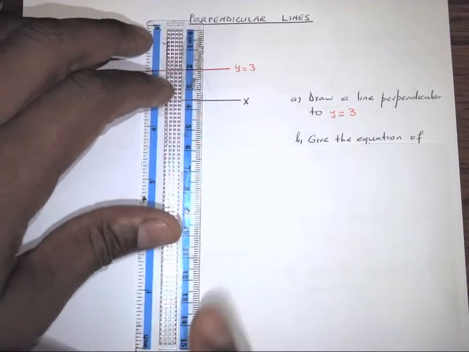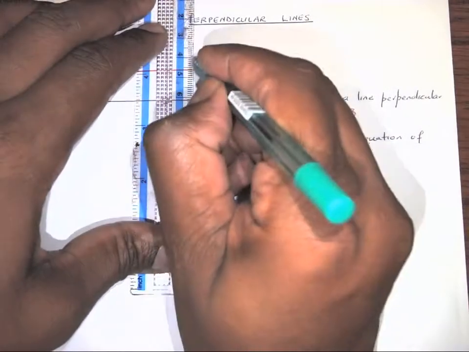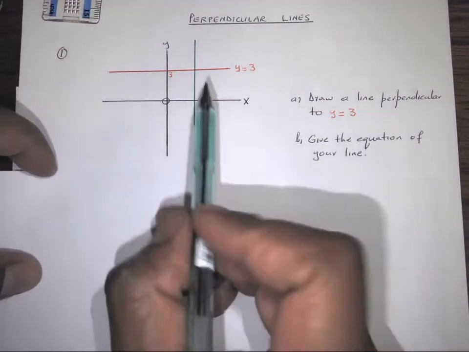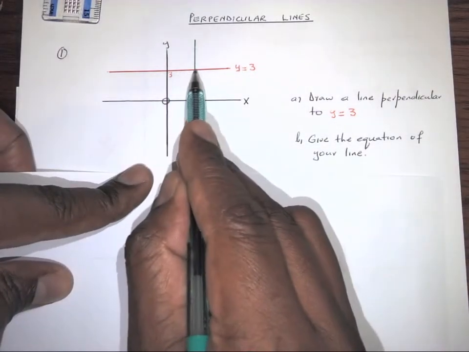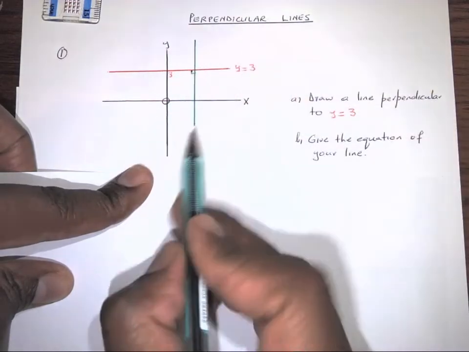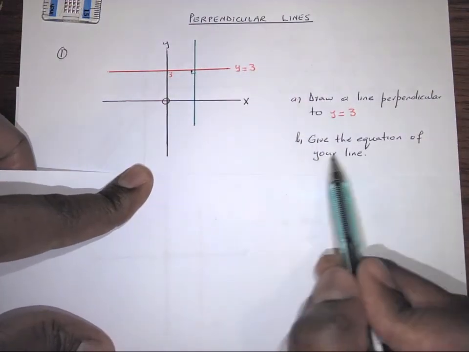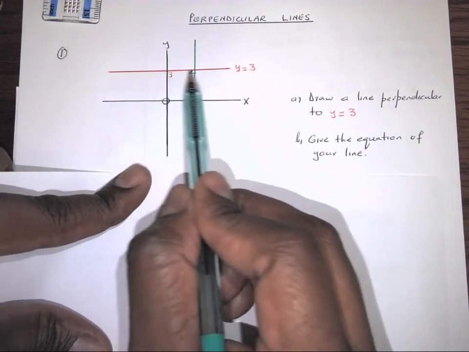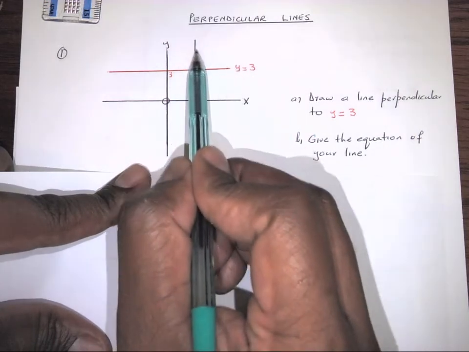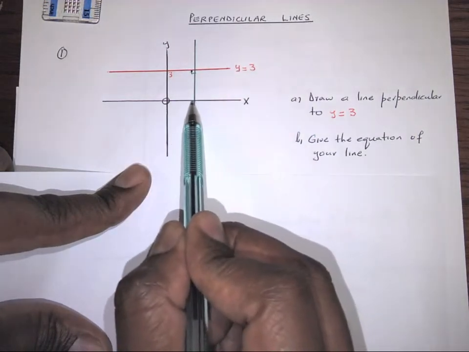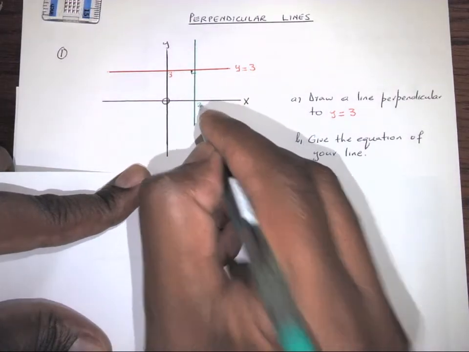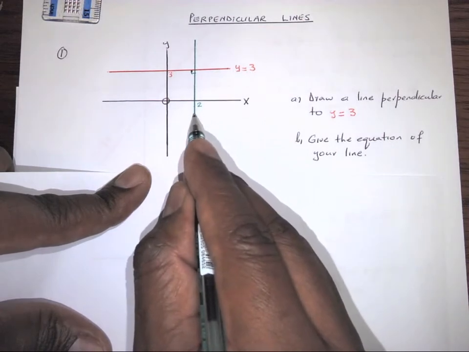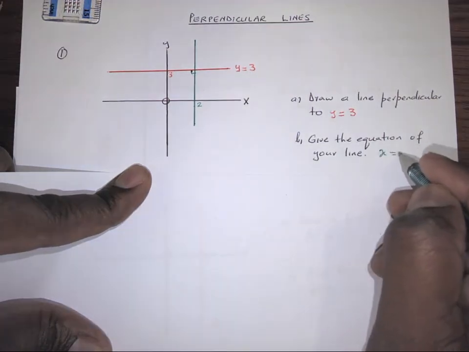So let's draw that line. If I were to draw my line here, like this, the line that is red and the line that is green are perpendicular. They make an angle of 90 degrees there. Now they want us to give the equation of this line. The line y equals 3 cuts the y-axis at 3. So this line is cutting the x-axis somewhere here. It could be 2 here. So my equation here will be x equals 2, because it only cuts the x-axis at 2.